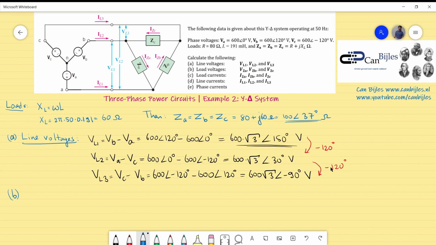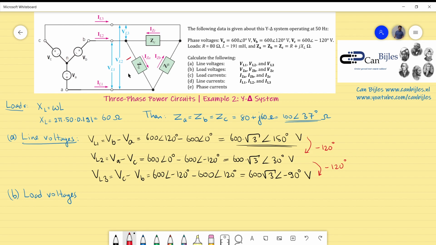What about the load voltages? Load voltages. Okay, so because of the orientation, the polarity is from B to A, from A to C and from C to B, we have also the exact same orientation for the load. So if I now use a red color and move from point B to point A, for this load I have the following.